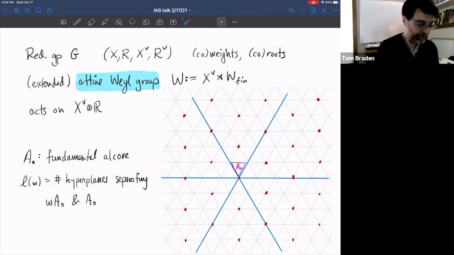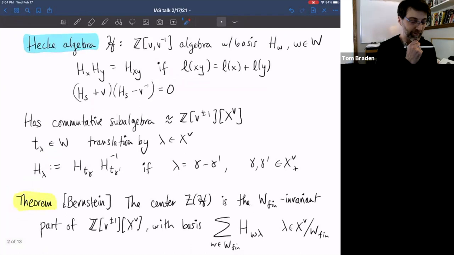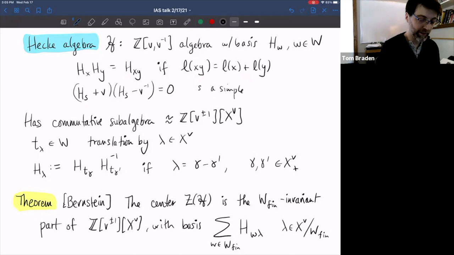Okay, and then from this, in a standard way, you can build the Hecke algebra, which is a free algebra over the Laurent polynomials with one basis element for each element of the affine Weyl group. The multiplication is H_x times H_y is H_{xy} if the lengths add, and for s a simple reflection, you have this quadratic relation. This much of it is completely standard for finite Weyl groups and hyperbolic Coxeter groups. There's no difference here.